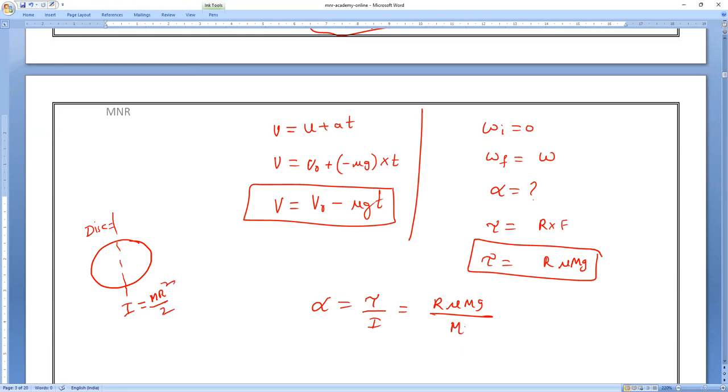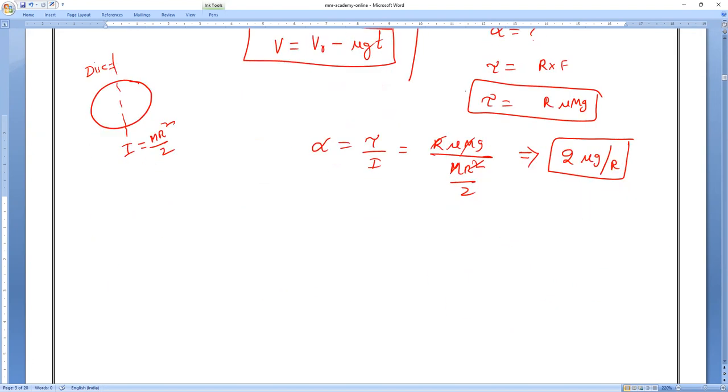So I will substitute it: MR square by 2. R square and R get cancelled, M and M get cancelled, and 2 goes up. What is alpha? Alpha is equal to 2 mu g divided by R. Am I right, everyone? Will you all agree with me? Please respond, guys.